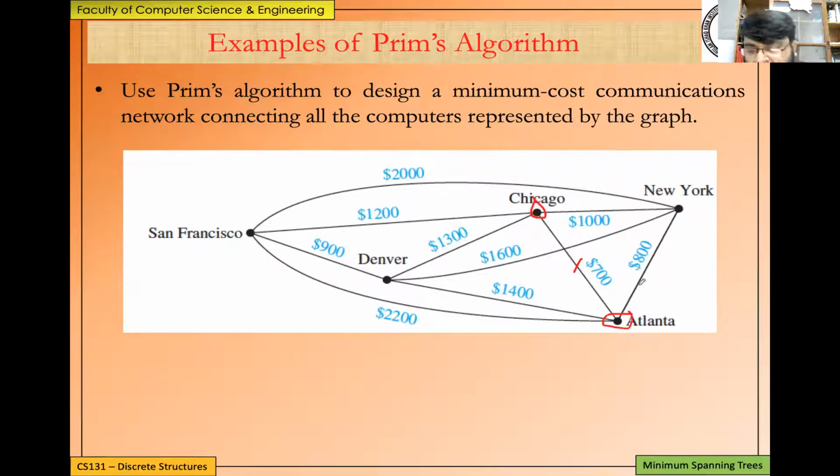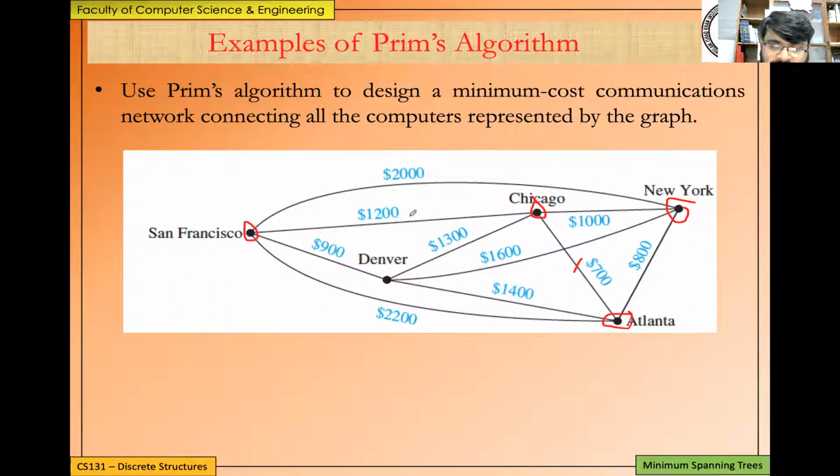Then the next edge is possibly I've got options of choosing here, here, here, here, or here. Of course, this one is the least. So next one is Atlanta to New York. Then the next one is probably from New York. I can go by using 2000 to San Francisco. From Chicago, I can go using 1200 to San Francisco, 1300 to Denver, right? And from Atlanta, I can use 1400 to Denver or 2200 to San Francisco. So the next choice is basically this one, right?